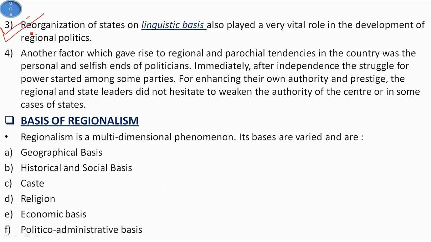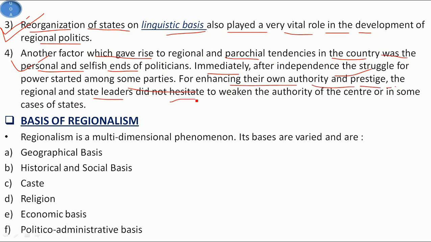Then the third point is the reorganization of states on a linguistic basis, which also plays a very vital role in the development of regional politics. Another factor which gave rise to national and parochial tendencies in the country was the personal and selfish ends of politicians. Immediately after independence, the struggle for power started among some parties. For enhancing their own authority and prestige, the regional and state leaders did not hesitate to weaken the authority of the center or, in some cases, of the states.